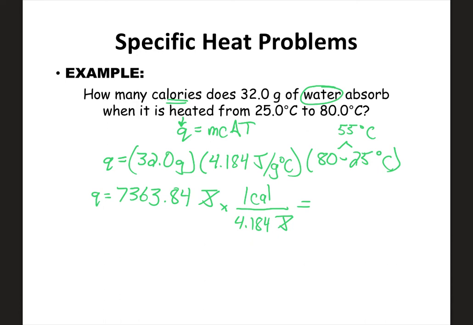So go back to your problem, count sig figs, use the least. It's going to be 3. So your answer for this should be 1760 calories. All right, that's correct. Units and sig figs. So this is just showing you another example for Q equals mC delta T, specific heat problems. And remember, you do need to know the specific heat of water.